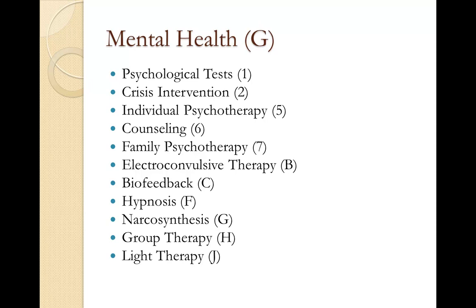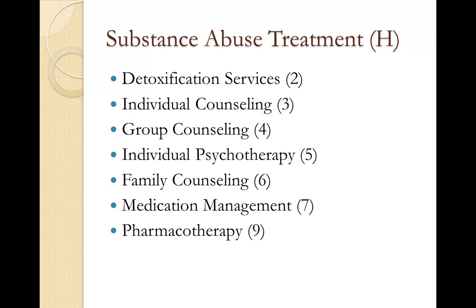And then our last section, section H, is substance abuse treatment. Again, our characters are a little bit different. We're using root types. The fourth character just further classifies that root type. And then again, we have a lot of Z's because a lot of the other characters aren't even being used yet. So we have detoxification services, individual counseling, group counseling, individual psychotherapy, family counseling, medication management, and pharmacotherapy.